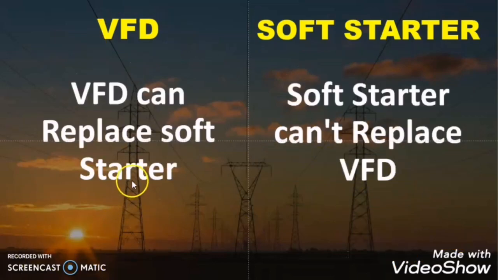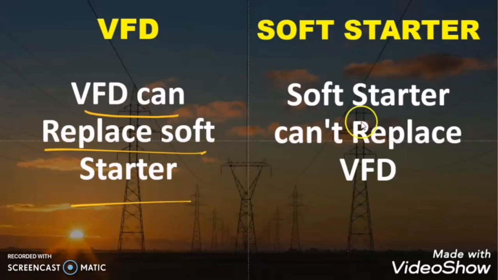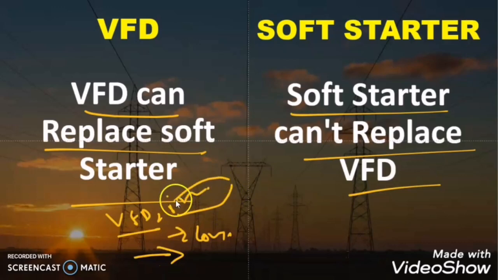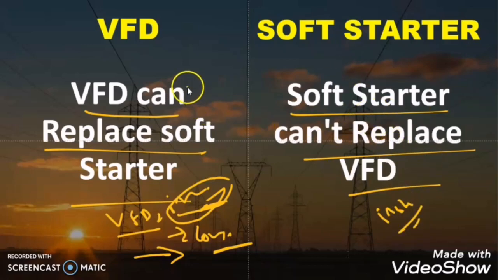Now let us move to the other difference. VFD can replace soft starter, but soft starter can't replace VFD. This is very clear now because we discussed these things from the beginning. As the VFD can control the inrush current and also has control on the speed, it has two facilities: it controls or suppresses the inrush current, and it has control on the speed of the motor. The soft starter only has control on the inrush current, which is produced at the time of starting. So wherever the soft starter is used, we can replace it with a VFD, as the VFD also suppresses the current at the time of starting.